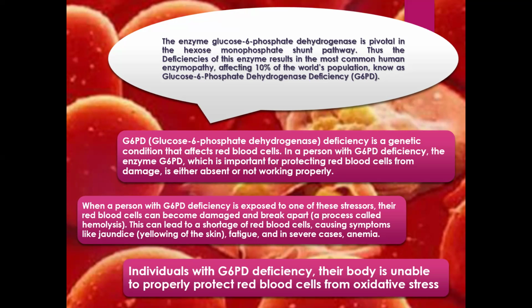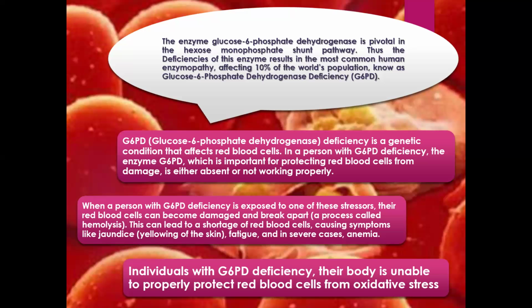Thus, the deficiency of this enzyme, glucose 6-phosphate dehydrogenase, results in the most common human enzymopathy, affecting about 10% of the world population, known as glucose 6-phosphate dehydrogenase deficiency disease. So this enzyme, glucose 6-phosphate dehydrogenase, is important in the hexose monophosphate shunt pathway that is important for protecting the red blood cell against oxidative stress and oxygen-reactive species.